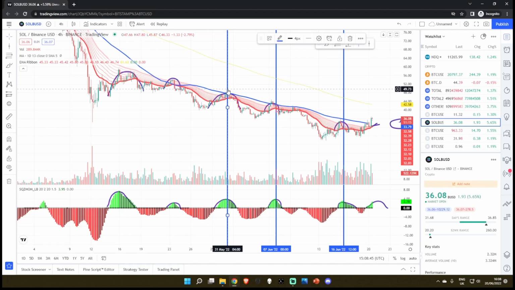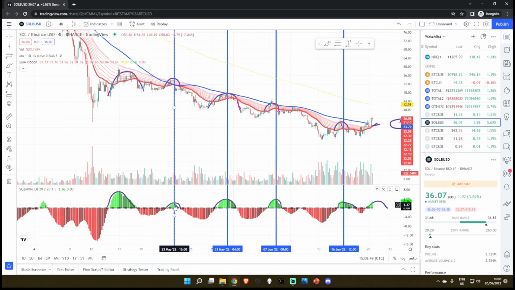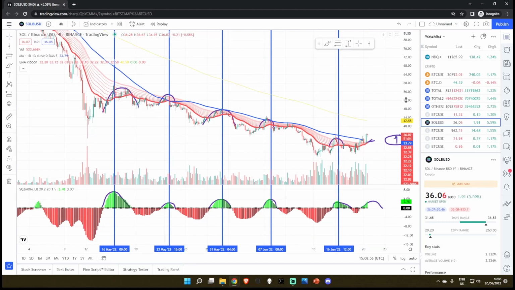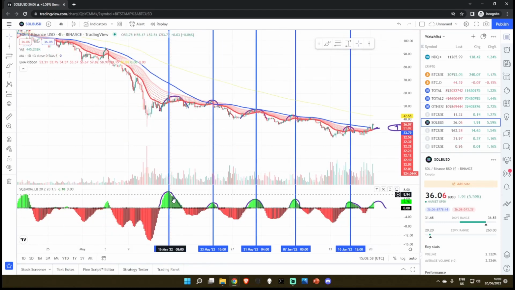So if we mark every single time, bear in mind we're not looking at the exact top of these prices, we're looking at when the squeeze mom started to tick over into its dark green phase. And as such, if we do look at this, you can pretty much see that as soon as the squeeze mom starts to top out, price rolls lower, squeeze mom tops out, price rolls lower, rolls lower, rolls lower, rolls lower.